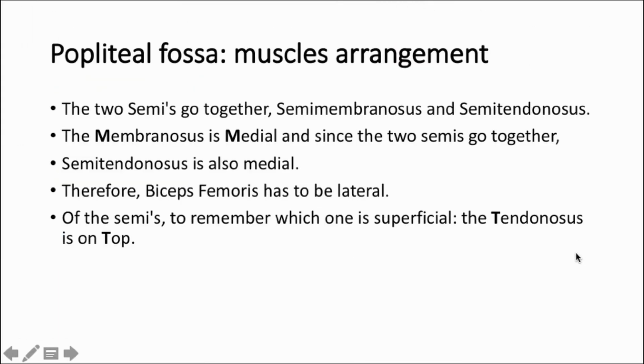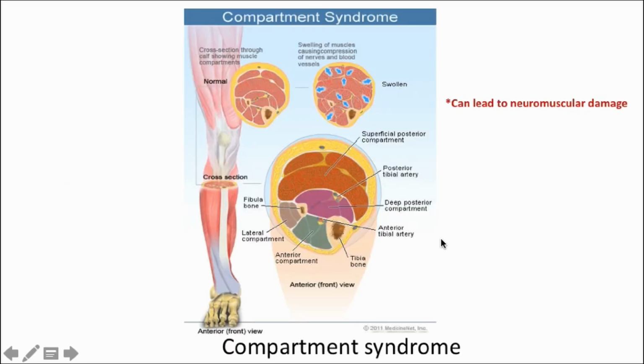We'll cover it again in class. Make sure we got that down, okay? So if we're wondering how the popliteal fossa is arranged and we can't remember which is on which side, there's a little mnemonic to help us remember. We can say the two semis go together, semimembranosus, semitendinosus. So membranosus is medial, right? Since the two semis go together. And then tendinosus is also medial, but it's on top of the membranosus. So by default, biceps femoris has to be lateral, okay?